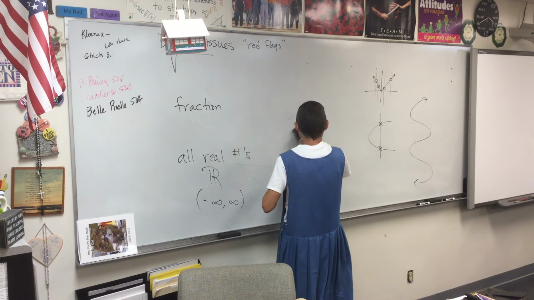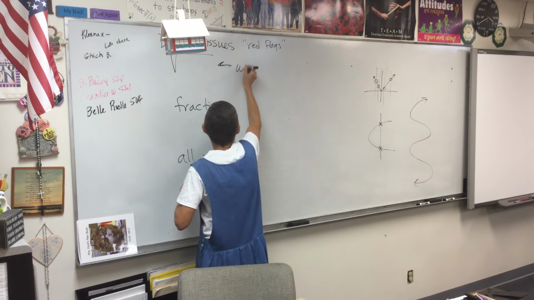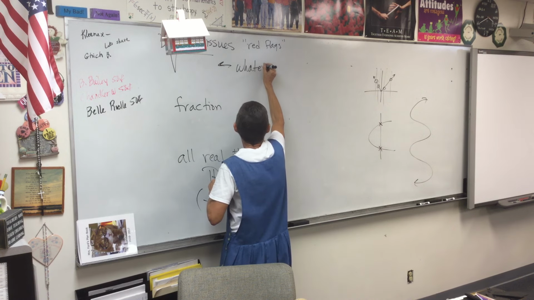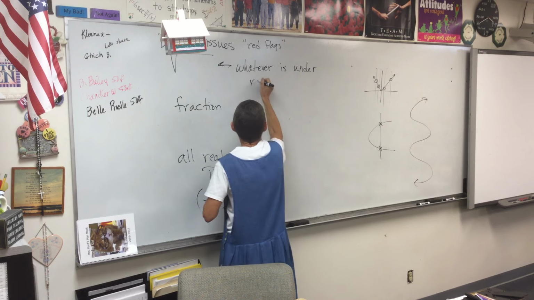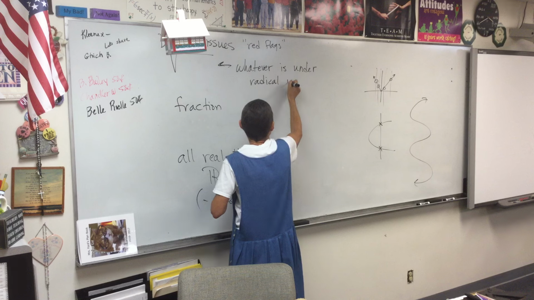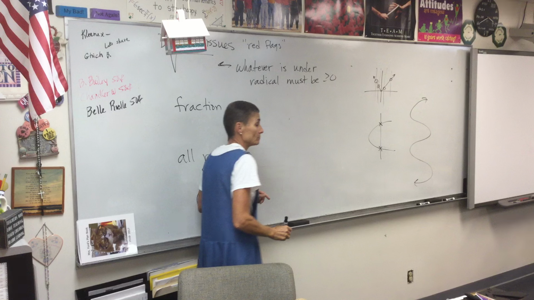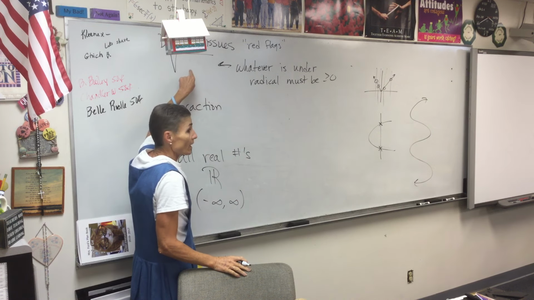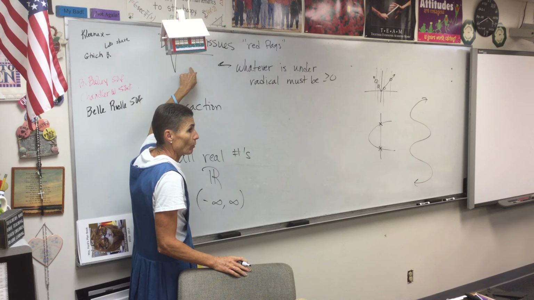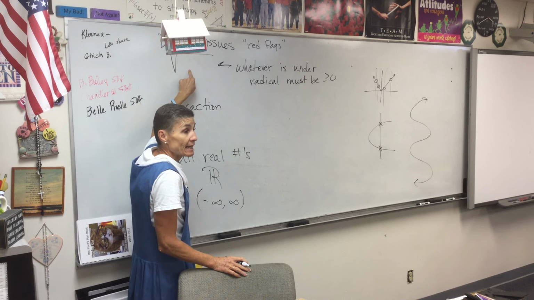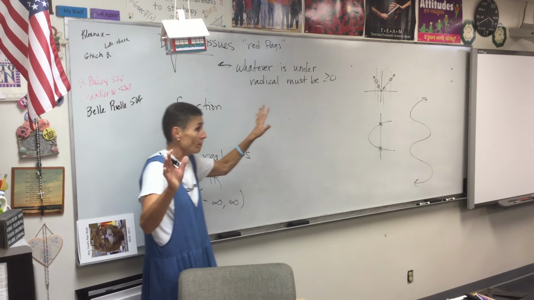Whatever is under the radical must be greater than or equal to 0. Because why? What happens if I put something not bigger than 0 under here? I can't have a negative in there because then it becomes imaginary, and we're all about keeping it real.